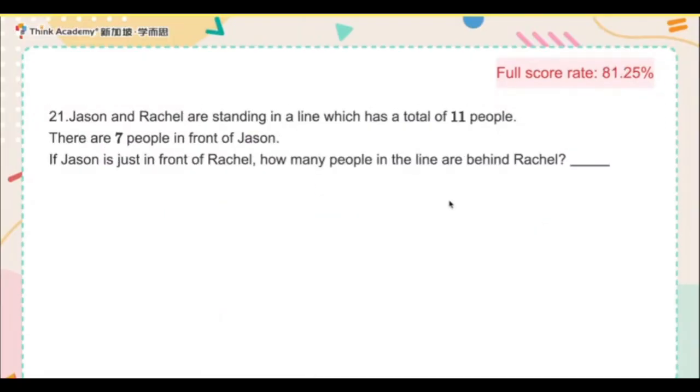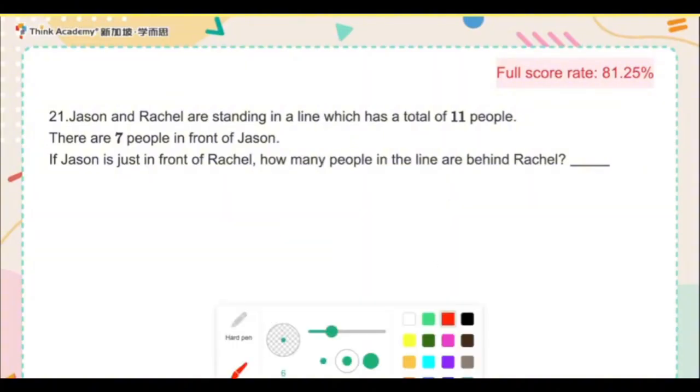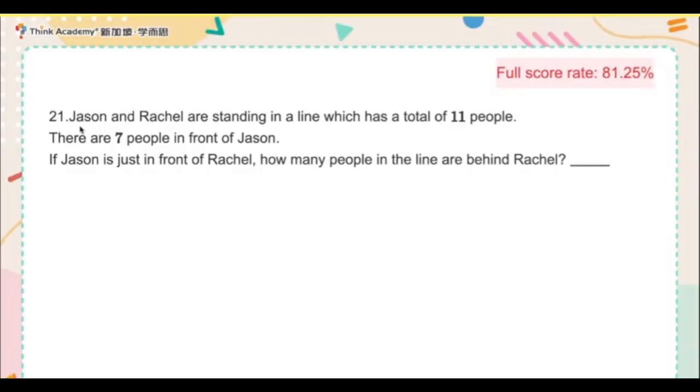Then this time let's move on to question 21. Question 21. Have you got the page? Okay, so we can see Jason and Rachel are standing in a line which has a total of 11 people. So maybe this one is about a queuing problem, right? So let's take a look. There are 7 people in front of Jason. And then if Jason is just in front of Rachel, how many people in the line are behind Rachel? Oh, so much information, so confusing. How should we do it?